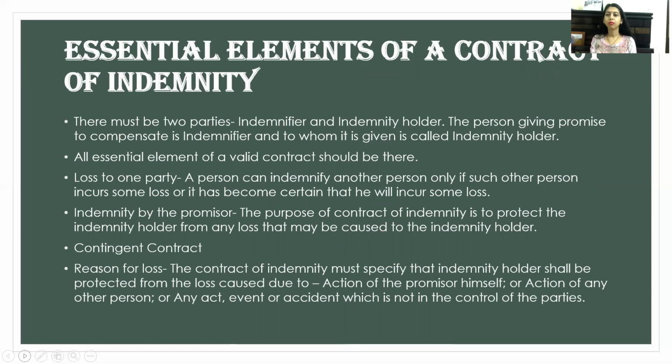Next, what are the essential elements of a contract of indemnity? First and foremost, the essential element is that there are two parties, the indemnifier and the indemnity holder. The person giving the promise to compensate is the indemnifier, and the one to whom the promise has been given is called the indemnity holder. Next, all the essential elements of a valid contract given under Section 10 of the Indian Contract Act have to be satisfied here to make a valid contract of indemnity. Third is loss to one party. So loss is again one of the very basis of this contract of indemnity. Without loss, there can't be any sort of contract of indemnity.